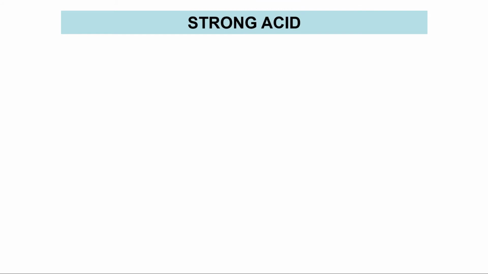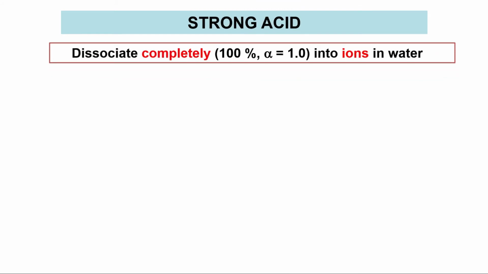Strong acid. What's meant by strong acid? Strong acid dissociate completely or 100% into ions in water. Therefore, the alpha value is equal to 1.0, which is the maximum value. What's meant by alpha? Alpha means degree of dissociation. In this lecture, since we are dealing with calculation of pH value for strong acid only, we are not going to focus on alpha value too much. But don't worry, you are going to encounter alpha later on during your tutorial session.